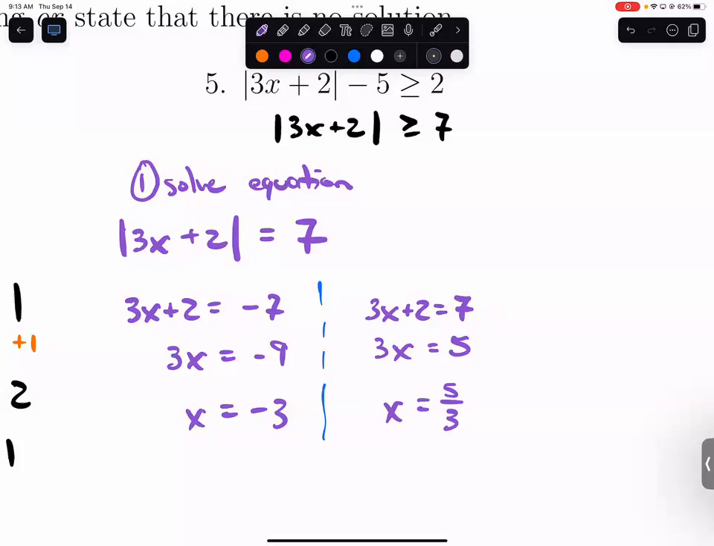Okay, so we just found the 2 and only 2 values of x that would make those things exactly the same, right? The two sides of that equation the same. If you plug in -3 or if you plug in 5/3 to this, you get exactly 7 back. And that's the only 2 times that happens.